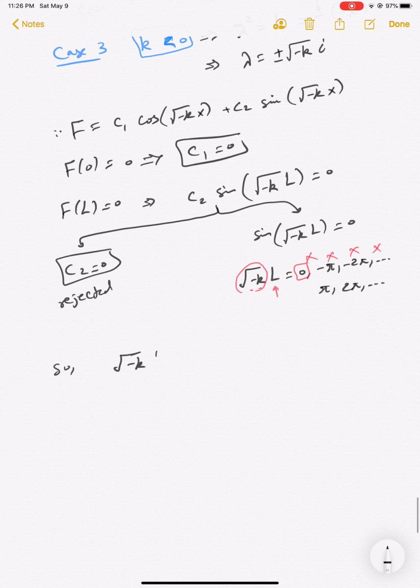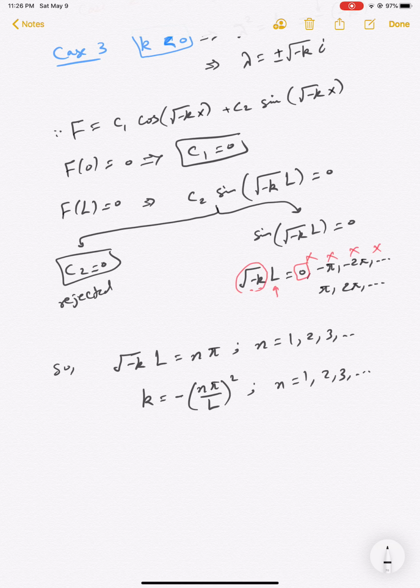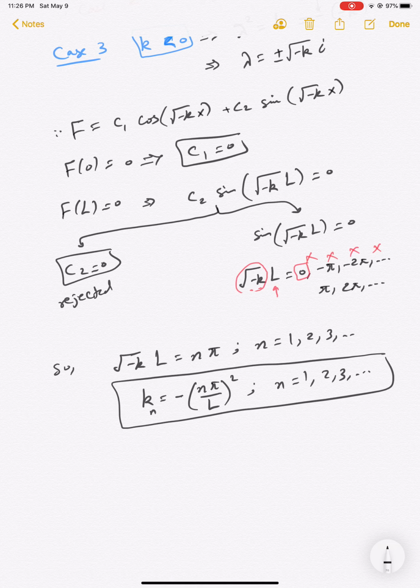So in this case, we're saying that root negative KL has to be some integer times pi, and what is n? It's 1, 2, 3, and so on. And the nice thing, we're not rejecting this case. This doesn't give me any reason to reject this solution. So from this, we get k. What is k? It's negative n pi over L, squared. So we have infinitely many possible values for k. We can call them kn because the value depends on n.